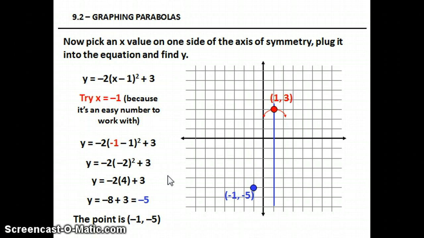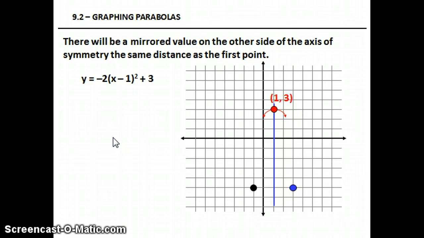So I'm going to plug it in, and I'm going to find what my y value is. I end up with y equals -5. So the point that I'm looking for is going to be -1, -5. There it is. Nice big dot. Next, we need to find the mirrored point on the other side. Here it is, exactly 2 away from our axis of symmetry. So it's going to be 2 away on the other side.